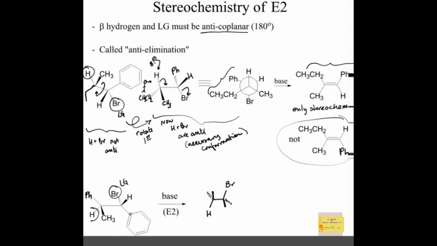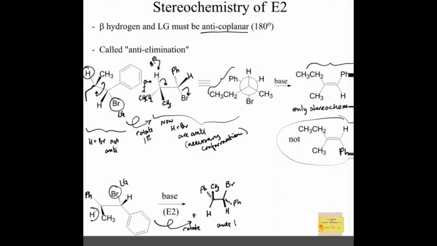So what do you think? When you bring that bromine forward, what does that do to the phenyl group? If you bring the bromine forward, that's going to push the phenyl group back. And when you bring this hydrogen forward, that's also going to push this phenyl group back. So this is the proper conformation that we have where they are now anti to one another. So what we did here was we just rotated so that they are anti.